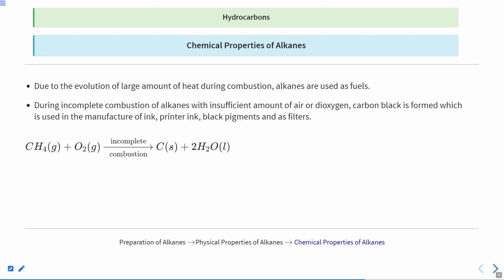Why am I saying it is dangerous? Because incomplete combustion of carbon is very dangerous to the environment. It produces environment-unfriendly products, which are very hazardous to us. So it includes carbon monoxide and all. Carbon dioxide is okay. Although it is harmful, carbon monoxide is very much toxic in nature, so that is very harmful as compared to carbon dioxide. During incomplete combustion of alkane with an insufficient amount of air or dioxygen, carbon black is formed, which is used in the manufacture of ink, printer ink, black pigment, and as filler.